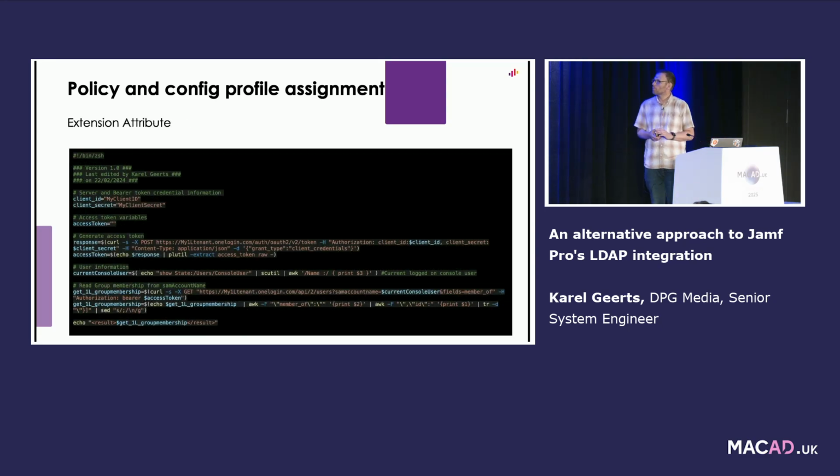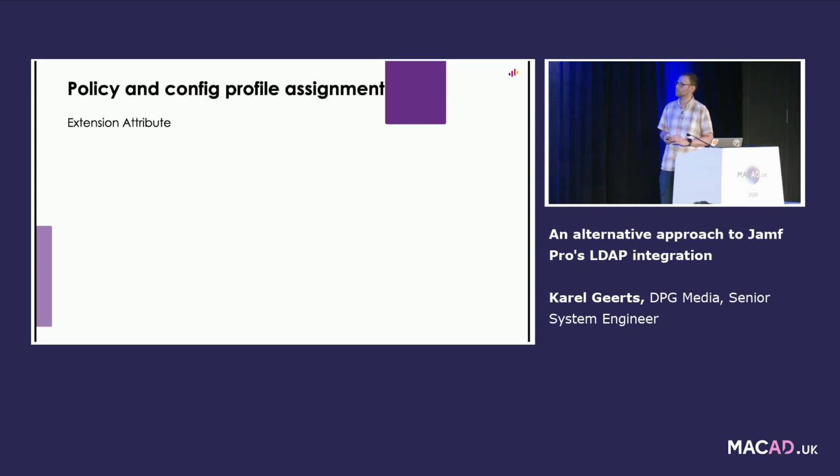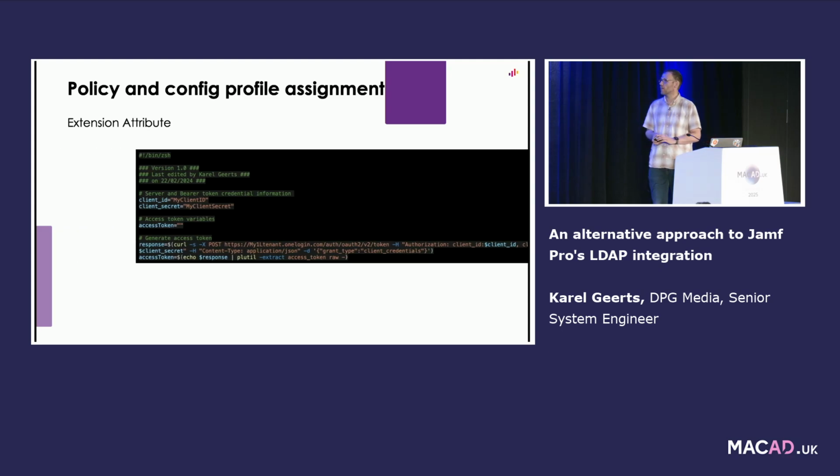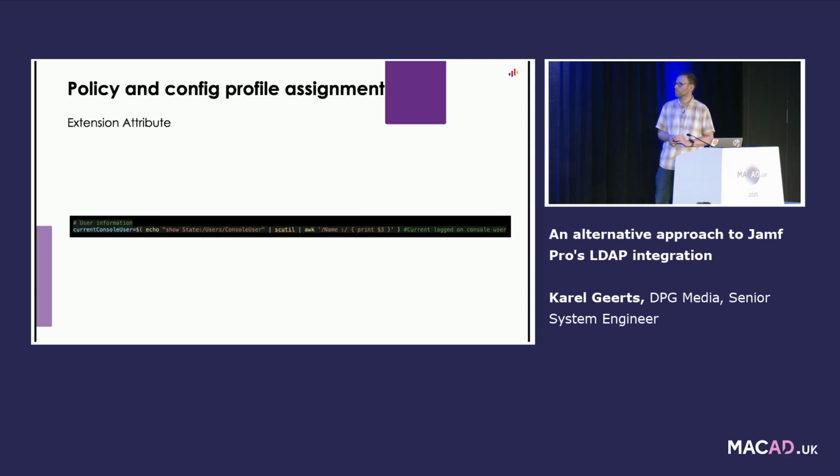So, this is the extension attribute, but let's break it down a bit. First, we have to generate an access token to gain access to the OneLogin API. The access token is based on the client ID and a client secret. Once we have the access token, we have to fetch the current logged in user. In our case, the logged in user is in a format which equals the SAM account name.